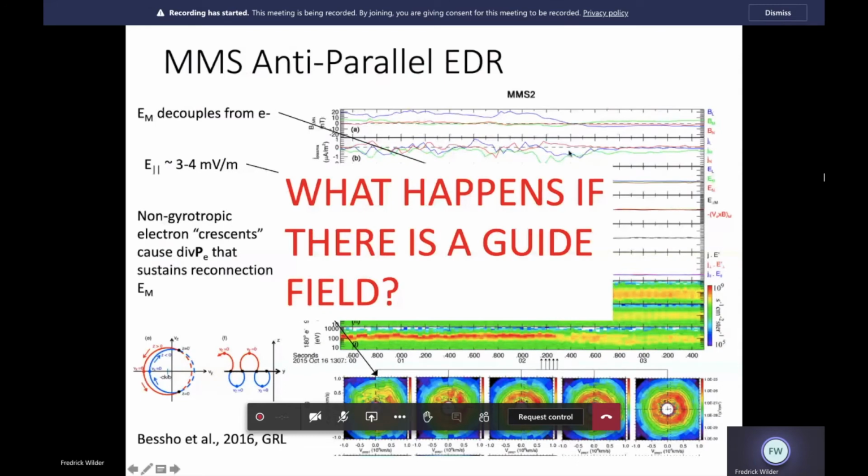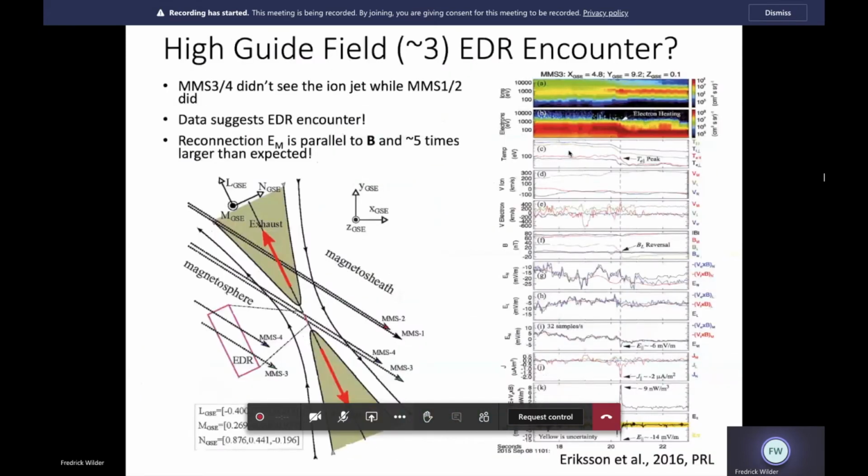What happens if there's a guide field? This is an anti-parallel case. What if the magnetic fields aren't perfectly anti-parallel? So this is another case we found early on. I worked on this with Stefan Eriksson, one of my big collaborators at LASP. And we found another electron diffusion region. It's in a complex region, so I'm not going to walk you too much through it.